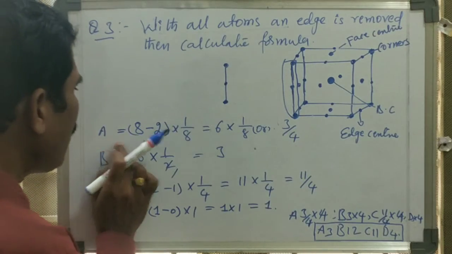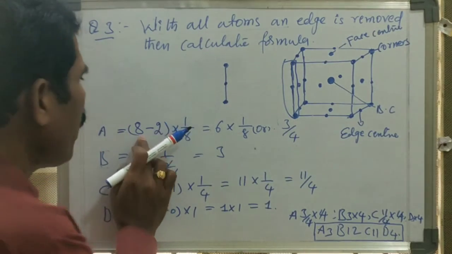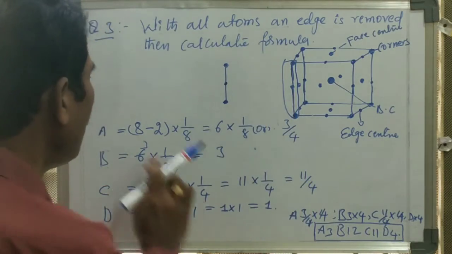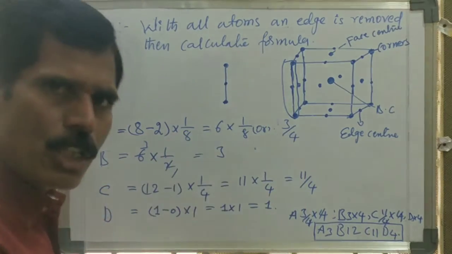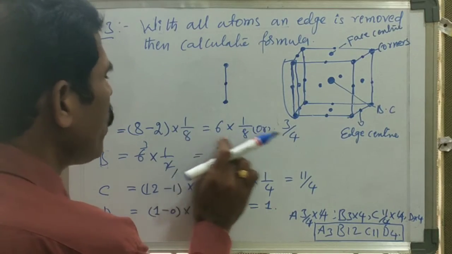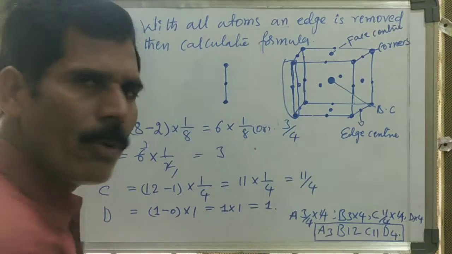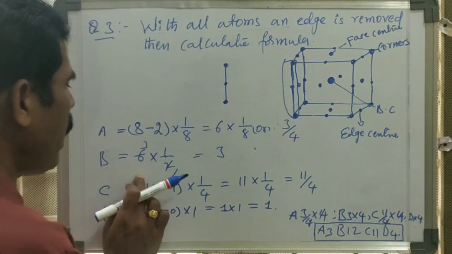So totally 8 corner atoms are there here. Based on this question, 2 corner atoms are removed. So 8 minus 2, and its contribution is 1 by 8, that is 6 into 1 by 8. So finally you will get 3 by 4. That's all. Then go for B.